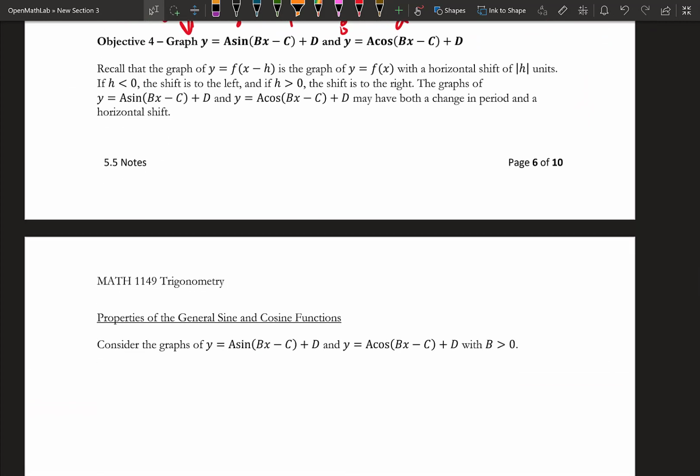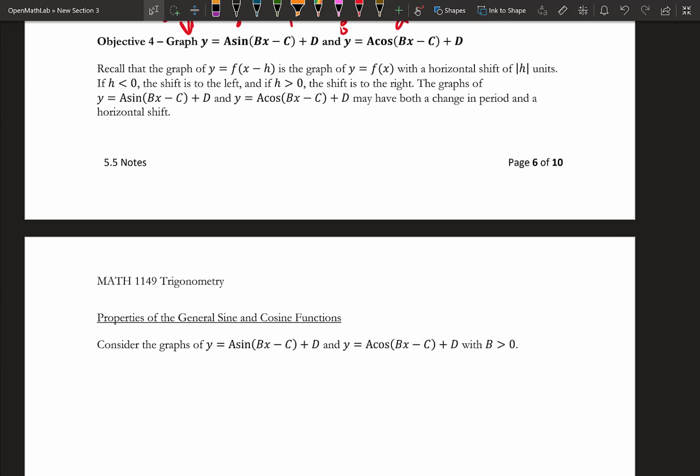All right, so now we're ready to add yet another step into this. Notice what we're adding now are these variables c and d, right? So we've got to graph the function y equals a sine of bx minus c plus d, and y equals a cosine of bx minus c plus d.